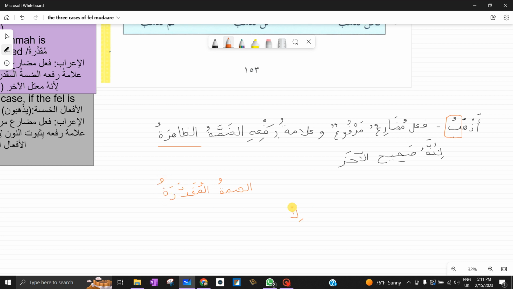Li'annahu. Again you will give your answer. Why is it muqaddara? You have to mention: li'annahu mu'tal al-akhir. Mu'tal means weak. You have to give your reasons. So this is what you will change when there is a weak letter, and when there is a sahih letter you will give your answer like this. I hope it is clear now.